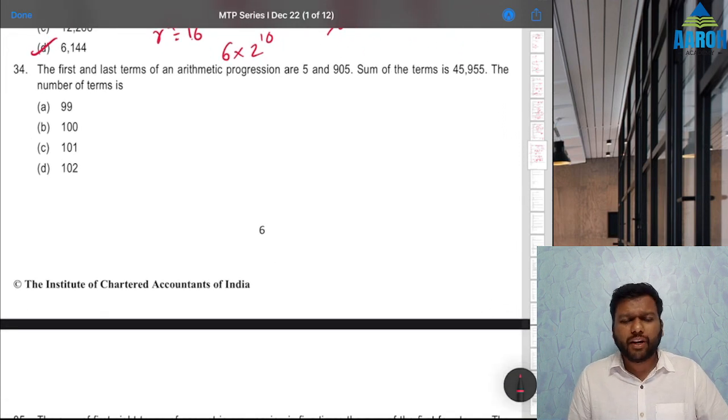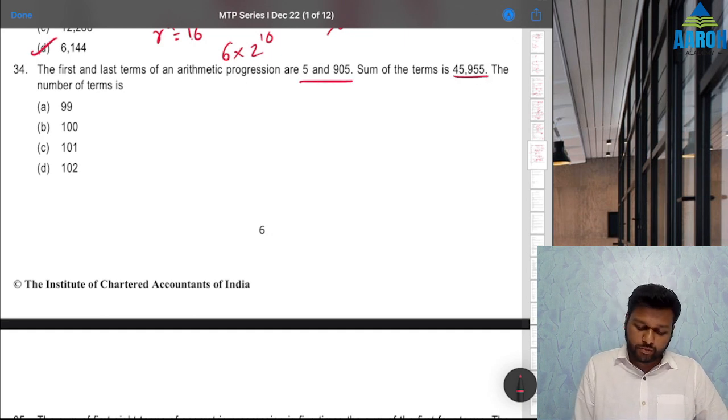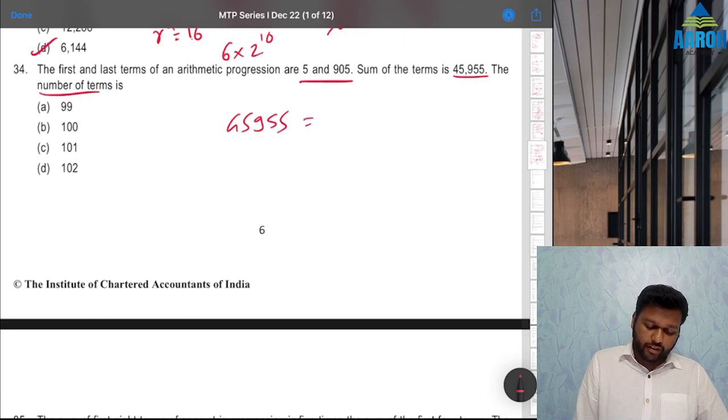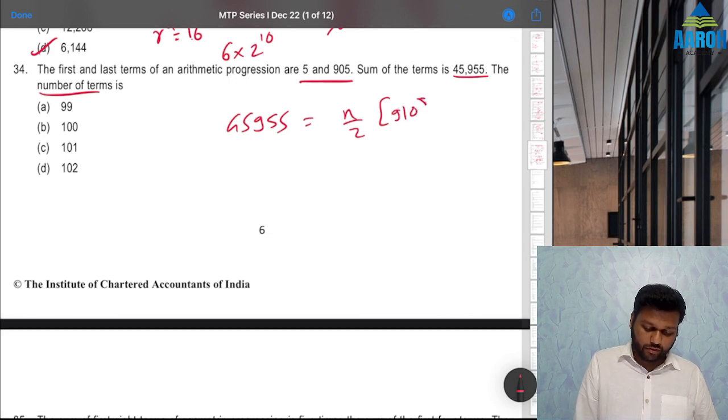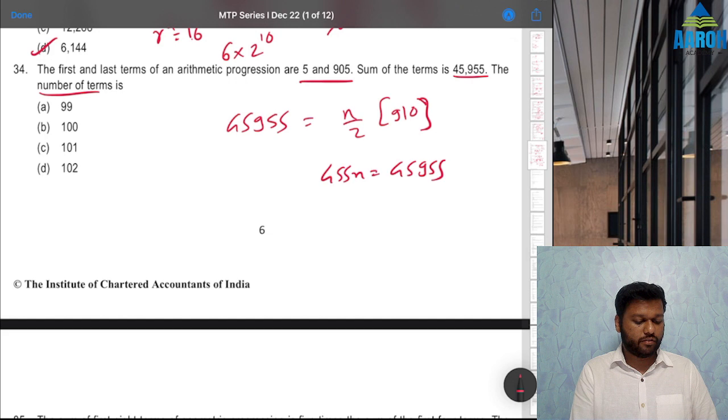34. Again, I don't know why they have repeated this question, but fine. First and last term they have given, sum of terms is given. So 45955, same formula, right? Is equal to n by 2 into A plus Tn. So 905 plus 5 divided by 2. That is 455n is equal to 45955. Right? So 102 is the correct answer, option D.